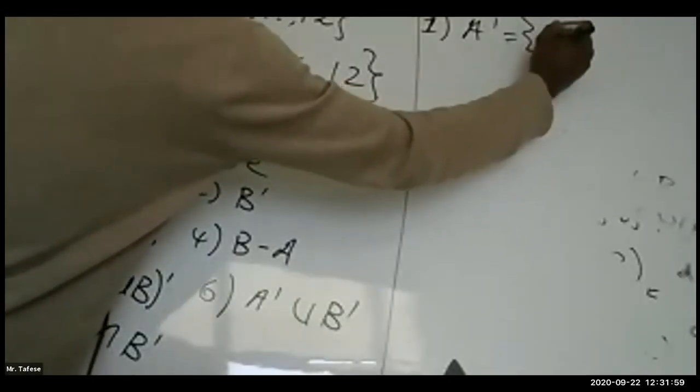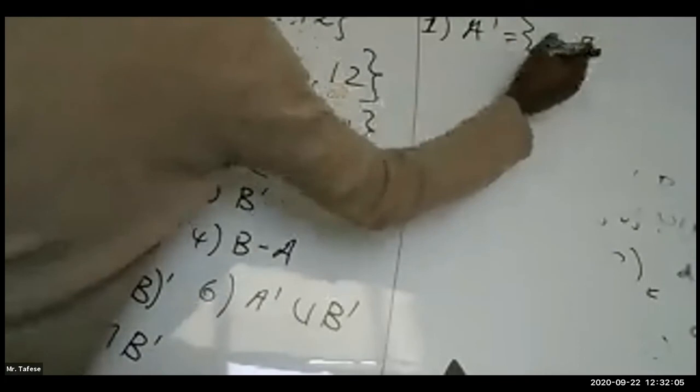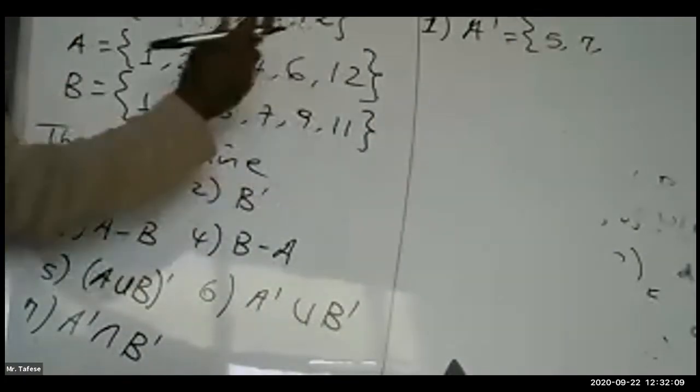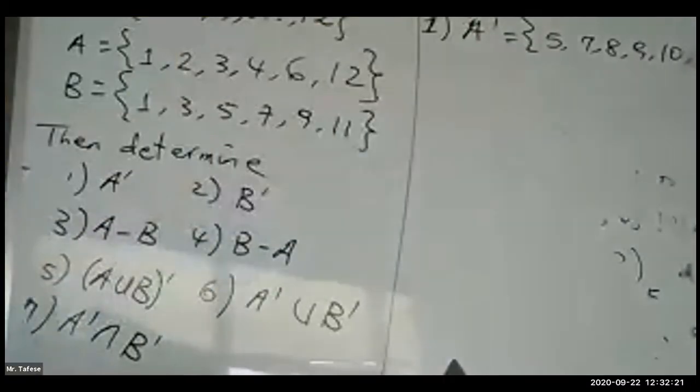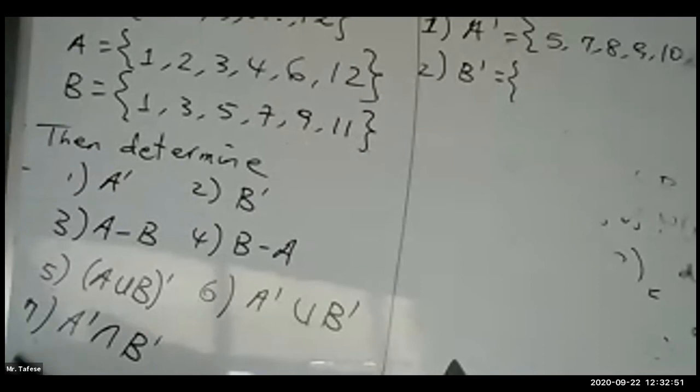5 is not a factor of 12. So 5 and 7 from the universal set, where the elements of A are rejected. 5 will be here, 7, 8, 9, 10, and 11. B is the set 1, 3, 5, 7, 9, 11. So what are the elements of B complement?